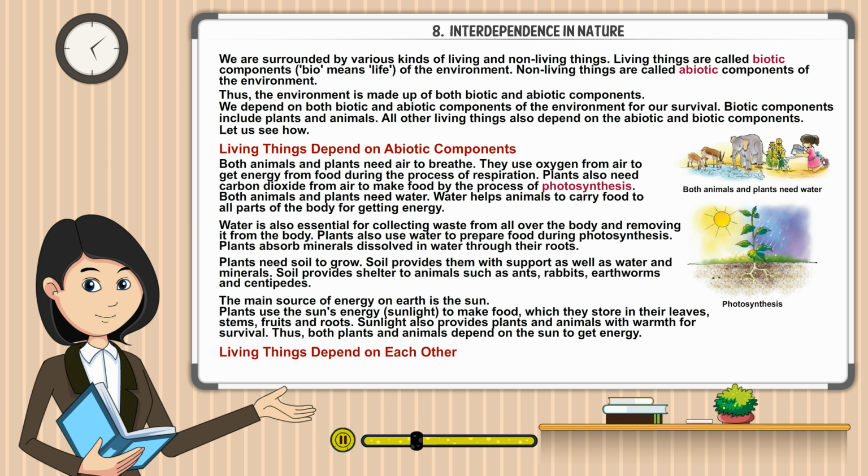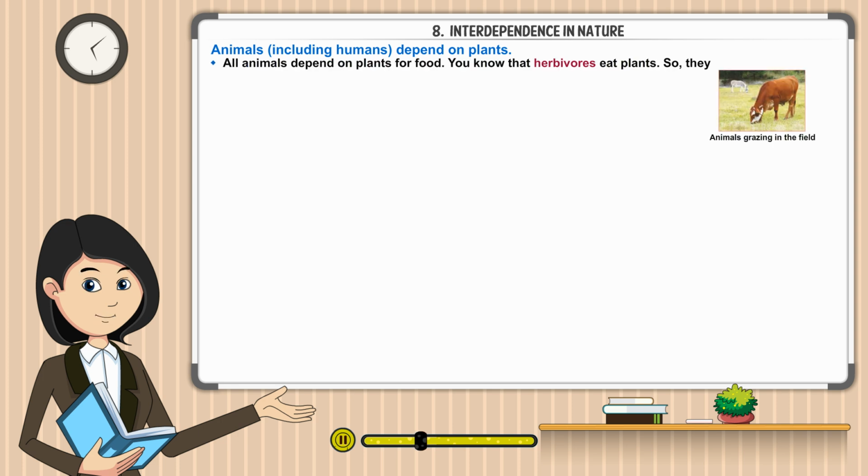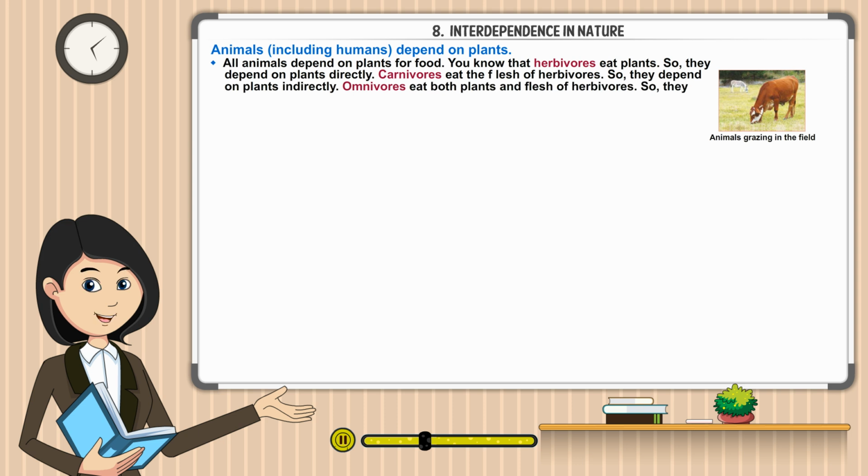Living things depend on each other. Animals and plants depend on each other. Let us see how. Animals, including humans, depend on plants. All animals depend on plants for food. You know that herbivores eat plants, so they depend on plants directly. Carnivores eat the flesh of herbivores, so they depend on plants indirectly. Omnivores eat both plants and flesh of herbivores, so they depend on plants both directly and indirectly.